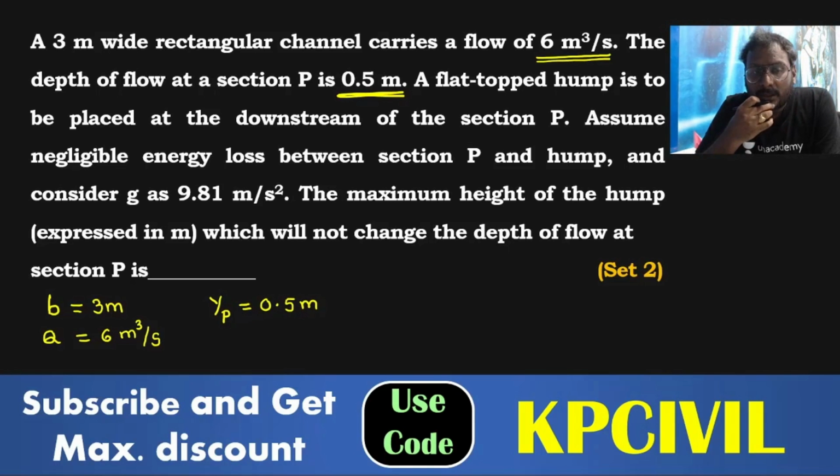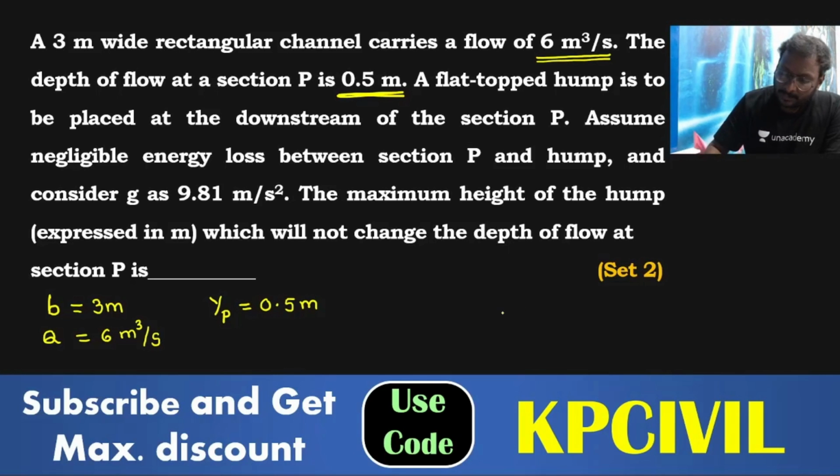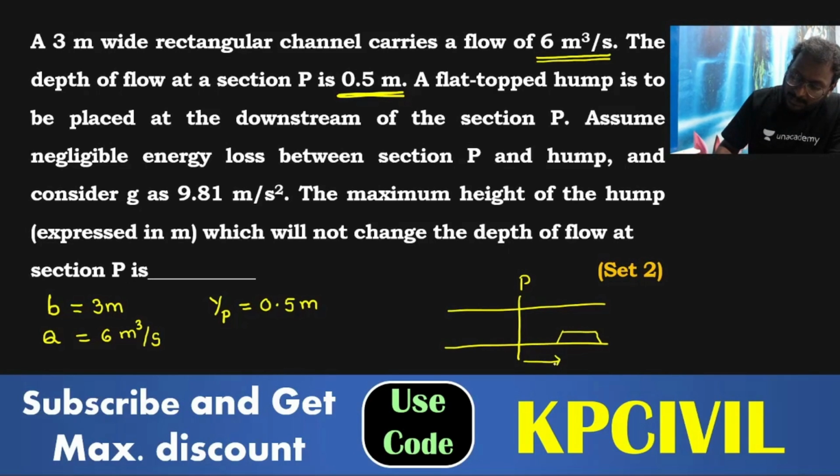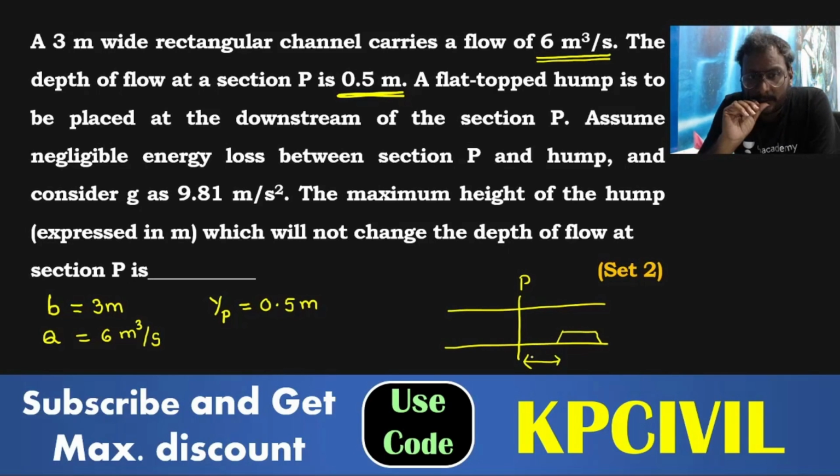A flat topped hump is to be placed at the downstream of the section P. So after section P, consider this is section P. A flat topped hump is to be provided at the downstream of section P. Assume negligible energy loss in between section P and the hump, energy loss is 0. G is equal to 9.81.